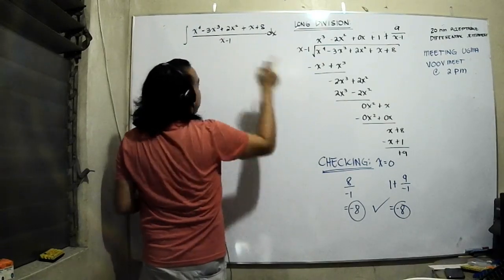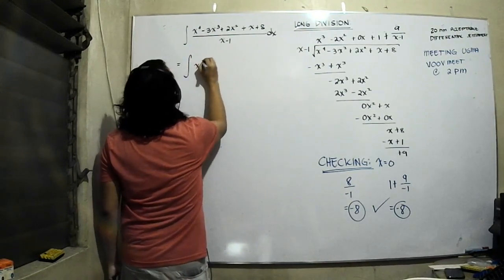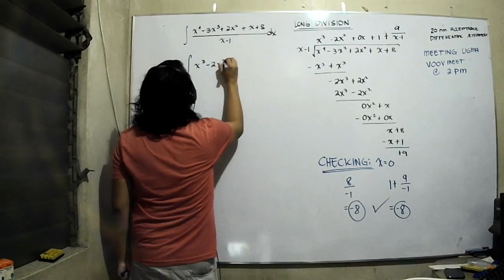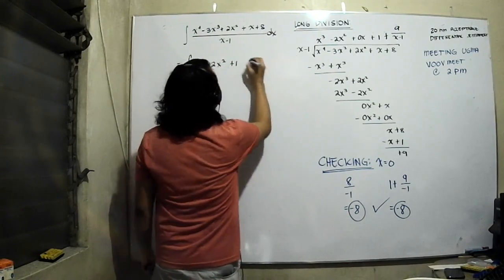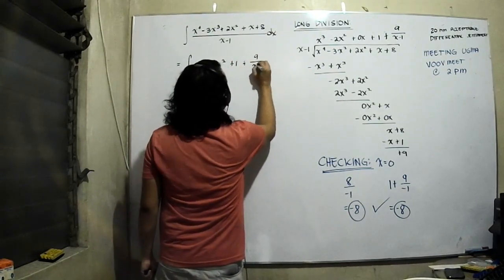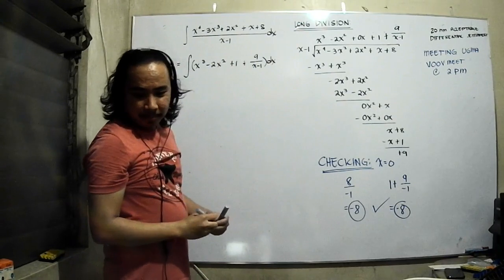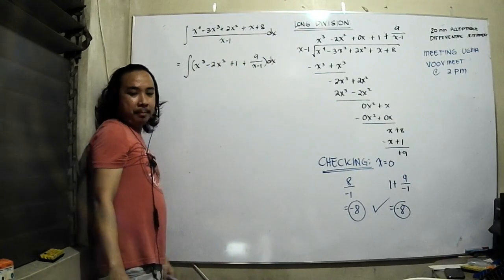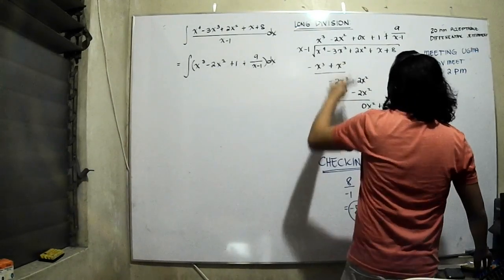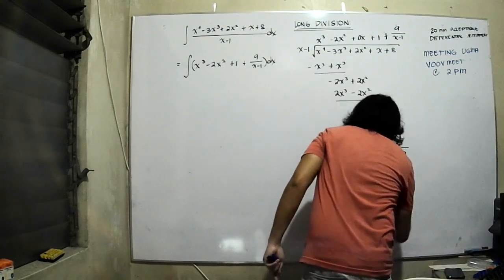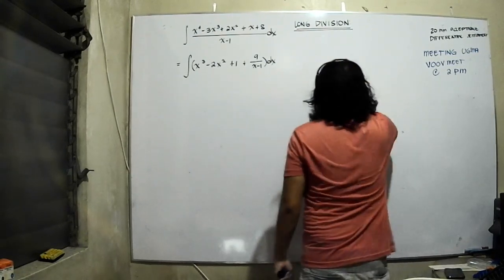I replace this entire expression with that. Zero x, I can do without that, right? So that, plus 9 over x minus 1 dx. I can erase this now that it has been recorded. So this is verified with the long division, that everything is okay.